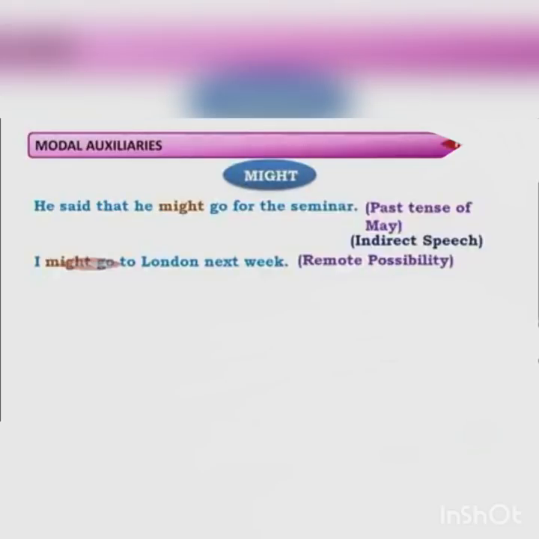Might. He said that he might go for the seminar. Now here students, he said that he might go for the seminar. Clearly, it indicates a reported speech. It is an indirect speech. So here, might is a past tense of may, that is indirect speech. I might go to London next week. Surely, this is a remote possibility. You are not very sure next week, are you going to London or not? So that's why here I might go to London next week. It is a remote possibility.